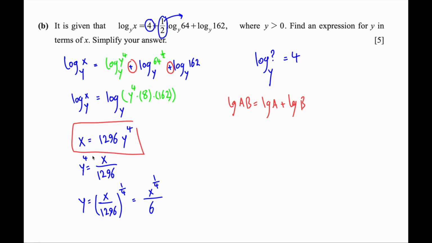But now I need to make y the subject of the equation, as it was mentioned in the question. So you can do a simple cross multiplication. You end up with y to the power of 4 on one side, but you have to get rid of the power of 4 by raising both sides to the power of 1/4. And eventually you get x over 6 to the power of 1/4, or you can also use another notation, which is the 4th root of x over 6.